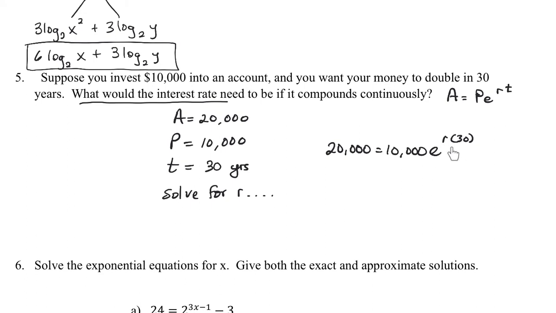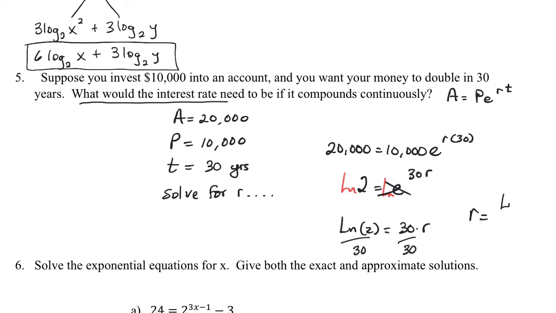But the first step is to isolate the exponential term. The exponential term is the base combined with the exponent. We need to get rid of the coefficient. So if you divide the 10,000 to both sides, you're going to get 2 equals E to the 30R. Now we can use natural log on both sides. Natural log cancels the base e. So we have the natural log of 2 equals 30 times r. If we divide by 30, then we have r is equal to the natural log of 2 divided by 30.